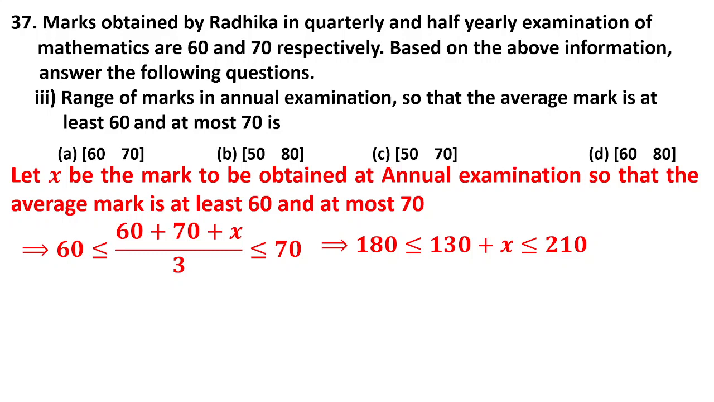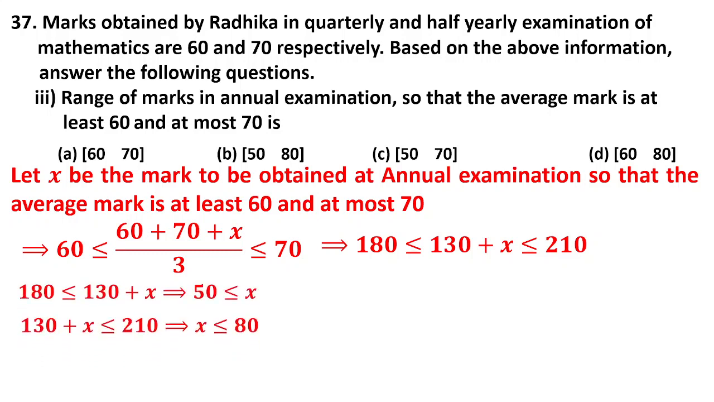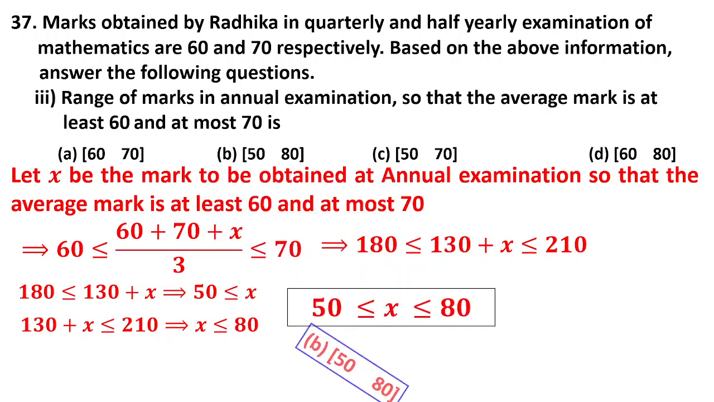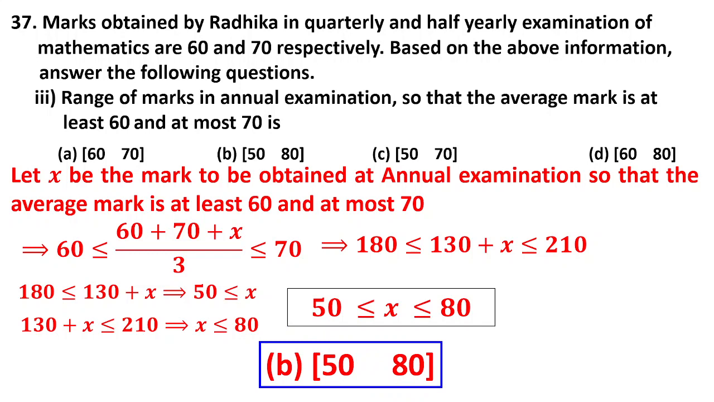First, let us take the first inequality: 180 less than or equal to 130 plus x. From that, we are getting 50 less than or equal to x. When I take 130 plus x less than or equal to 210, I am getting x less than or equal to 80. What is the meaning? It lies between 50 and 80. Therefore, the correct option is 50 to 80, both included.